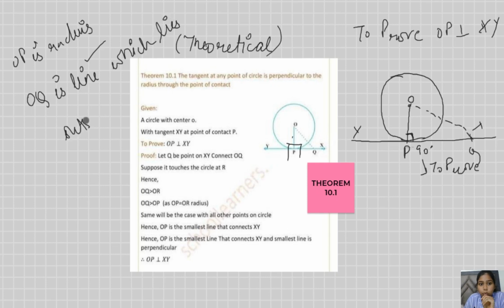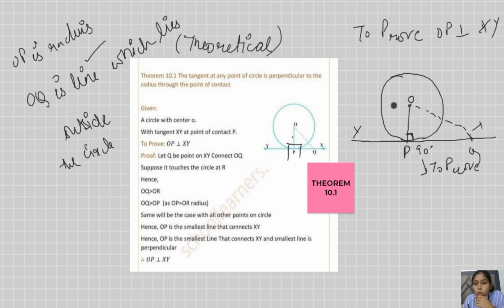Basically, OP is formed by the points O and P, where P lies on the circle. OQ is the line which lies outside the circle because point Q is outside the circle. So obviously OQ will be larger than OP. The same will be the case for other points also. If we draw other points, we can prove them greater than the radius.